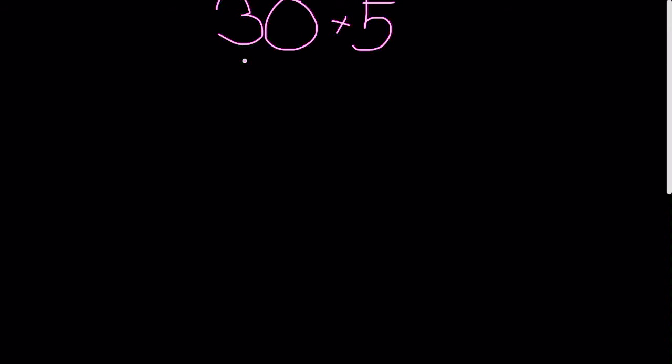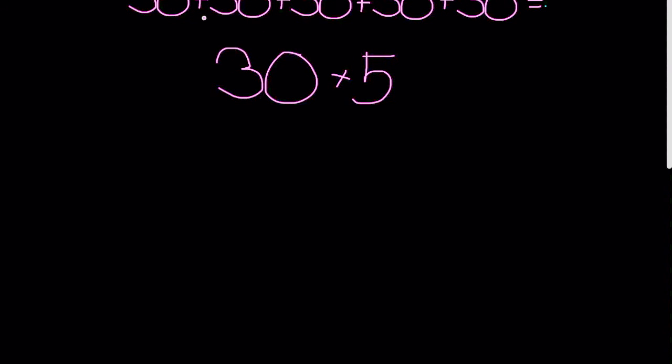First up, we have 30 times 5. So here's a few ways we could do this. We could use repeated addition first. We can use repeated addition because multiplication is basically just repeated addition. So, instead of 30 times 5, we could do 30 plus 30 plus 30 plus 30 plus 30, which is equal to 150. So we can do that, but that takes a lot of time.